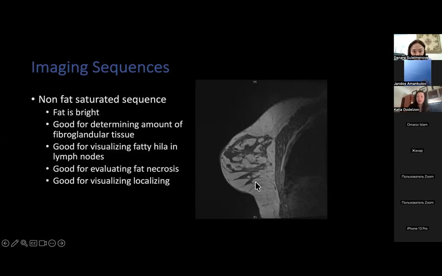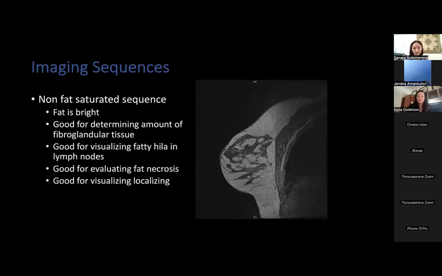It's also very helpful in problem solving when you see a mass and you're trying to decide, is this a mass or just a normal benign intramammary lymph node? This will help you. I go back to the sequence to look at the fatty hilum because you'll see the bright little center in a reniform kidney-shaped mass. You know it's just a normal lymph node. You can let that go.